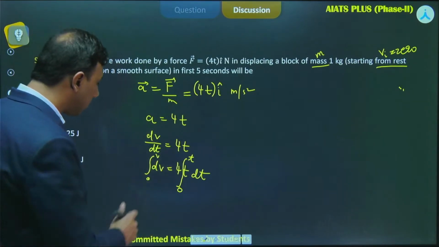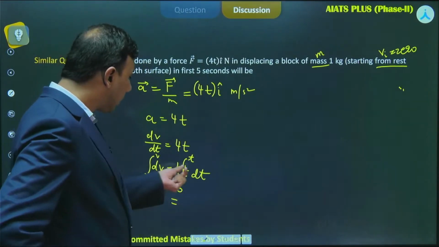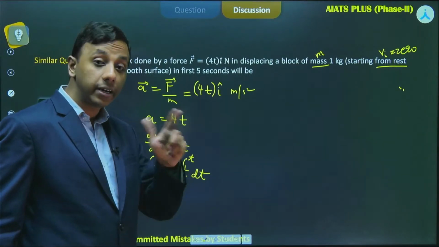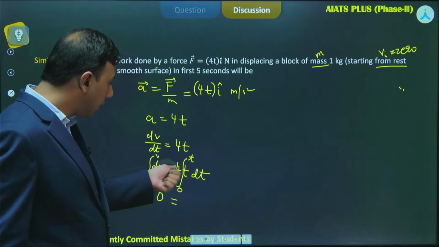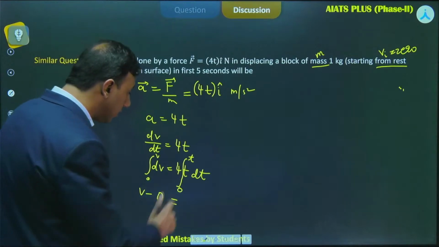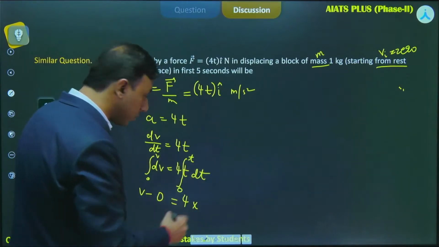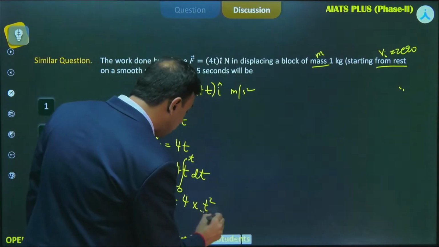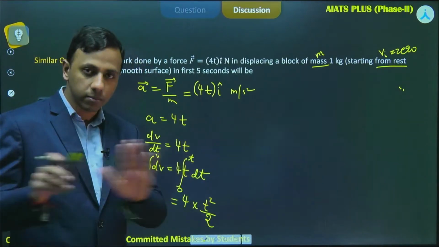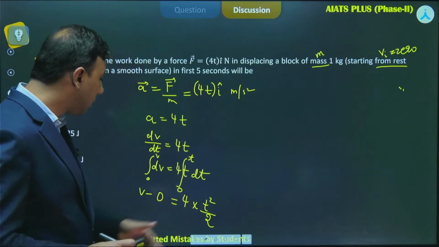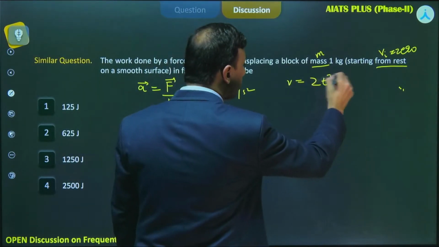So when you put the limits, it becomes v minus 0. And integral t dt, like integral x dx was x square by 2, so here it is t square by 2, and that 4 and 2 will get cancelled. Then you put the limits again. So this becomes 4 multiplied by t square by 2, minus 0 square by 2. That term is gone. So what does v become? Velocity is nothing but 2t square.